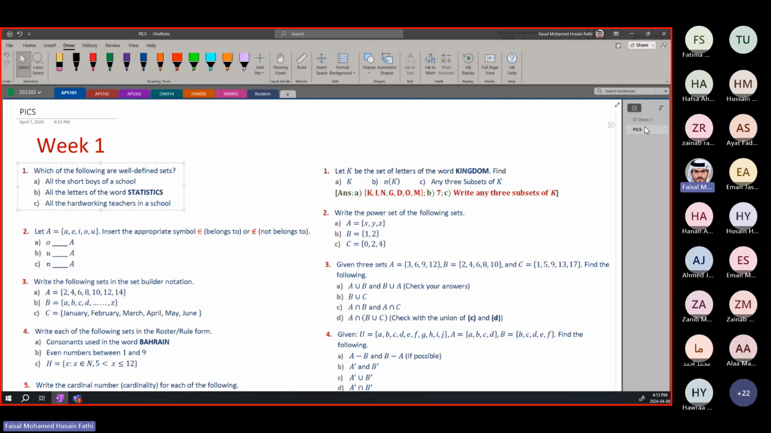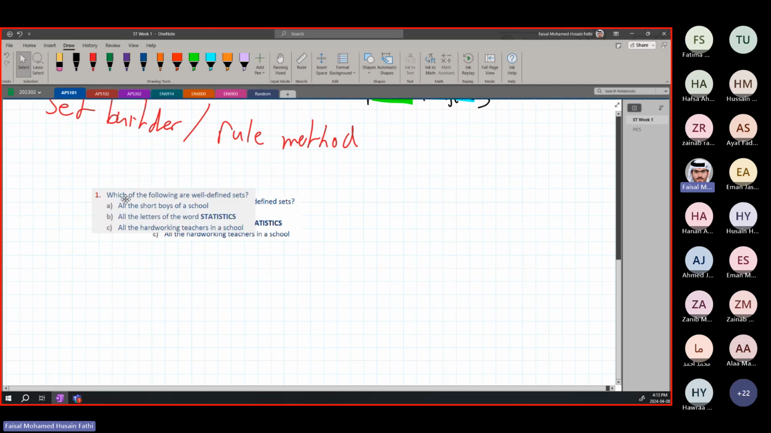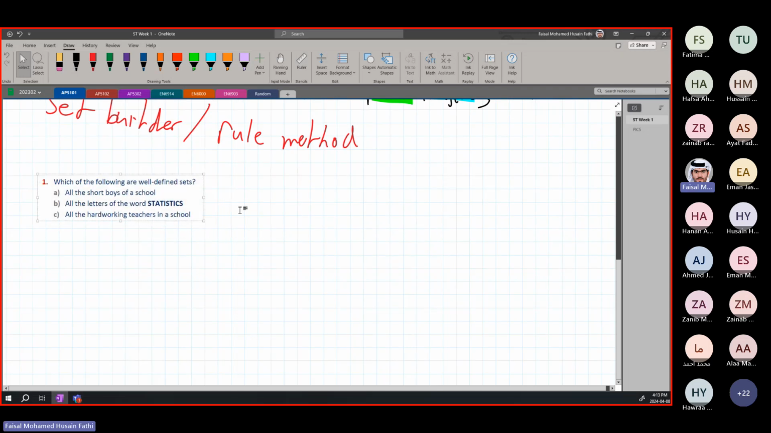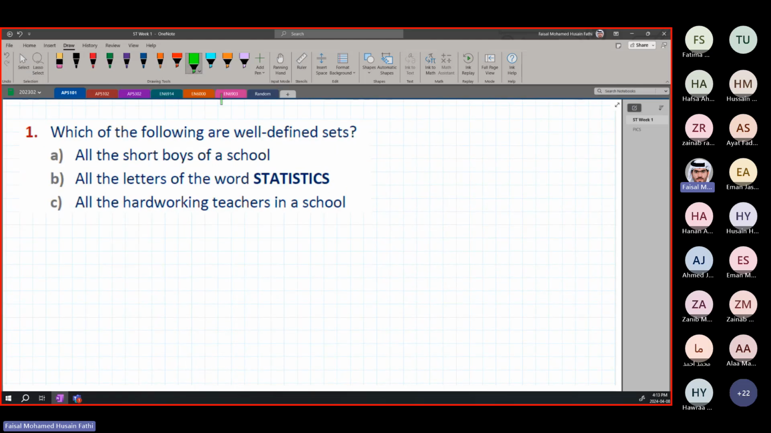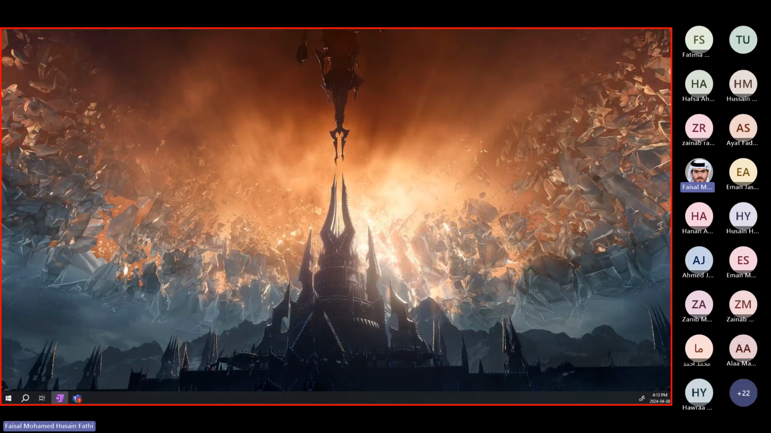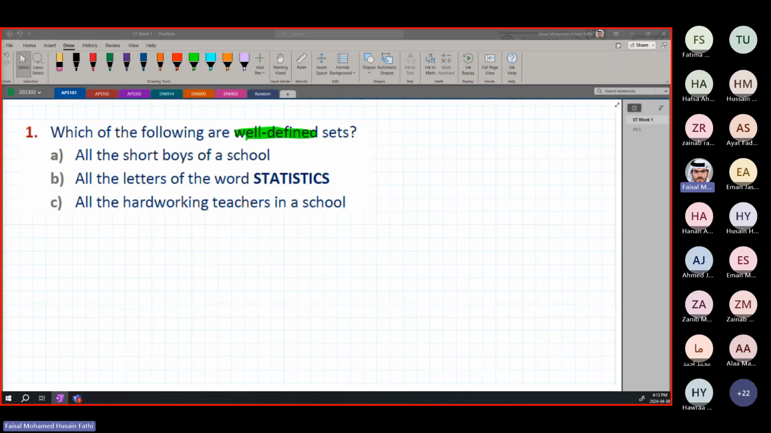So these are all the student worksheets. I'm going to be solving student worksheets 1 and 2. All right. So which of the following are well-defined sets? What does a well-defined set mean? A well-defined set means you can properly understand what the set exactly means. You can exactly write a set in the form of numbers or letters or names. So you can define the set between these parentheses and you can fill it up properly.